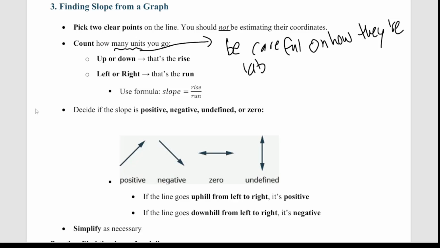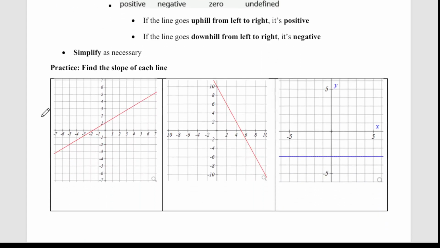Sometimes they count by ones, sometimes they're counting by twos or by halves or something like that, so you want to make sure you're counting in the same way that your tick marks on your graph are labeled. If you're going up and down, that's the rise, left or right, that's the run, and then you need to visually decide if it's a positive slope, negative slope, zero slope, or an undefined slope. And then simplify as necessary as well.